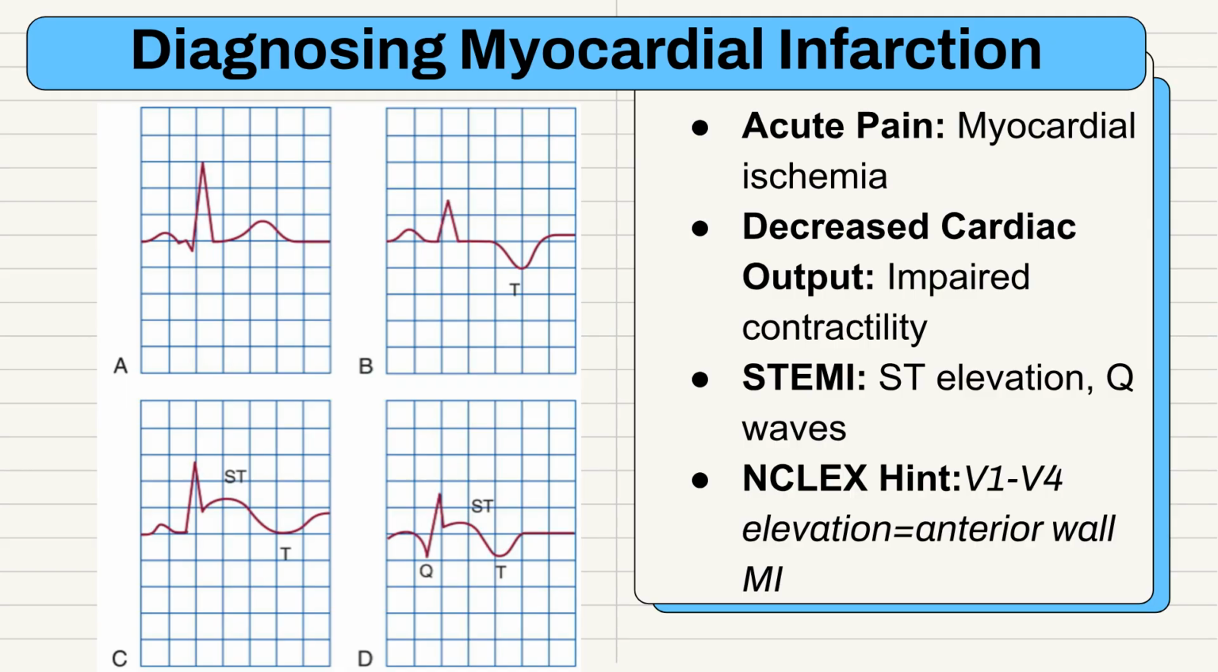For a STEMI, expect ST segment elevation and possible Q waves on the ECG, indicating a full-thickness infarction. NSTEMI shows T-wave changes without ST elevation, often a partial thickness injury. Knowing the location, like anterior wall from left anterior descending artery occlusion, helps predict complications like heart failure or dysrhythmias.